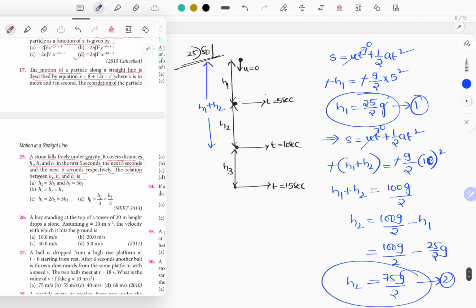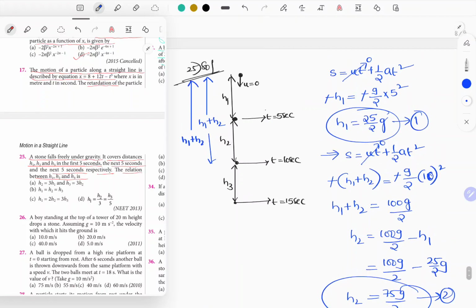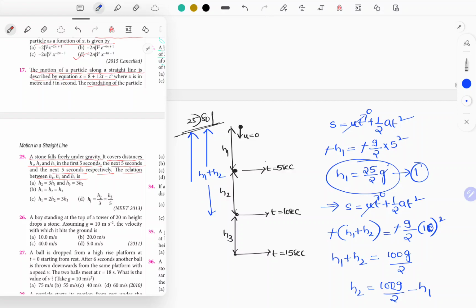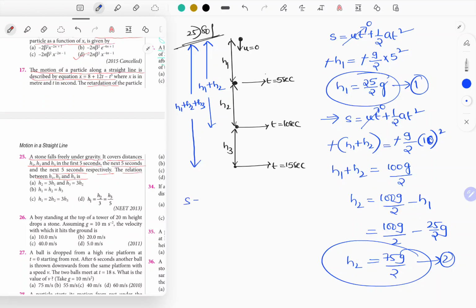Let me find out the last case. Now observe the last case. The distance traveled in the next 5 seconds is going to be H3. Now from the starting, it is H1 plus H2 plus H3, right? How much time does it take? It is going to take 15 seconds. Let me substitute that. S is equal to ut plus half at square. U is 0. Then S is H1 plus H2 plus H3, which is equal to minus g by 2 into 15 square, because the object is moving downward.